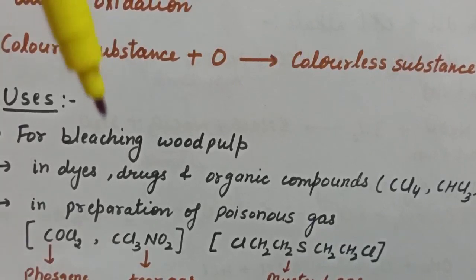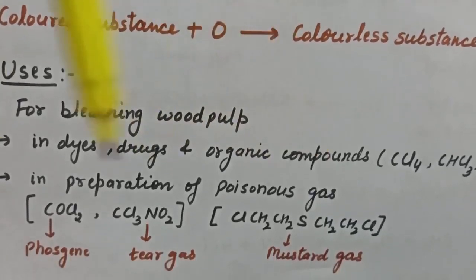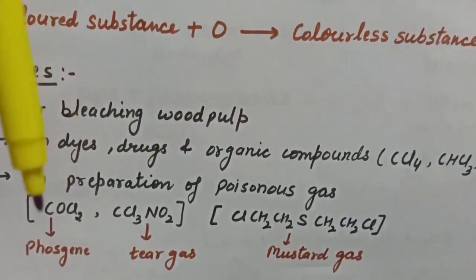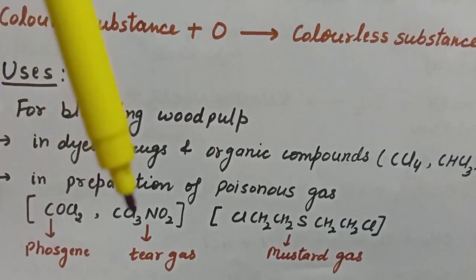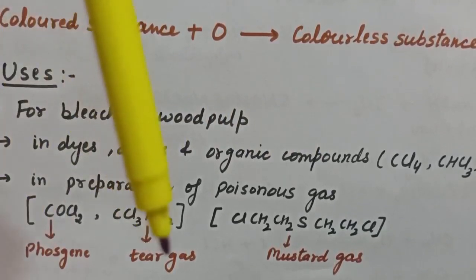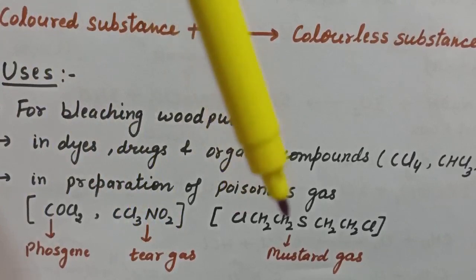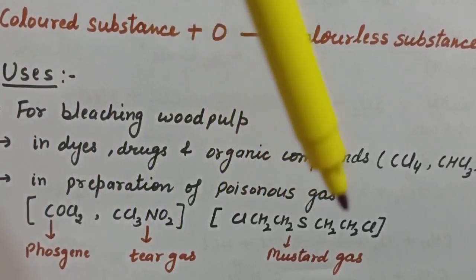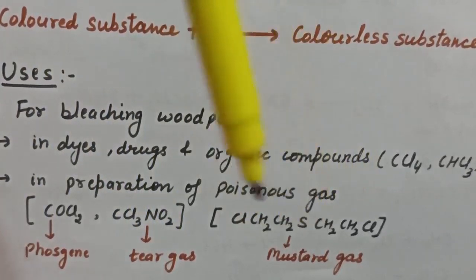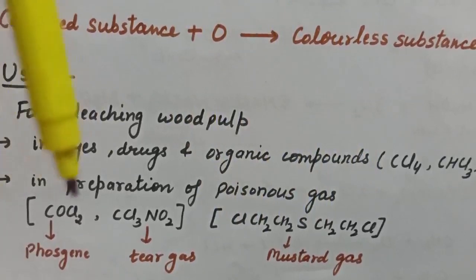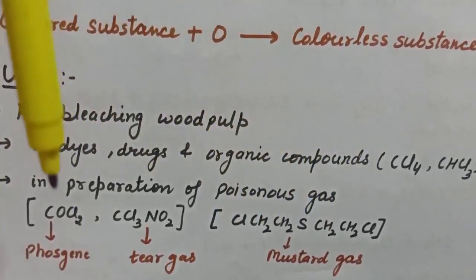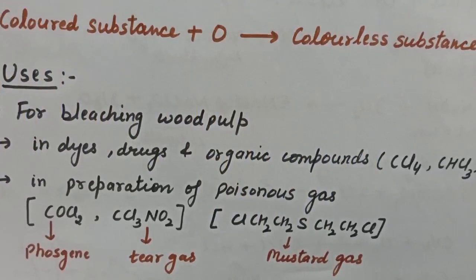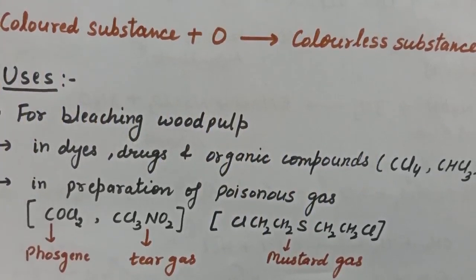Chlorine is also used in the preparation of poisonous gases: COCl2, which is known as phosgene; CCl3NO2, which is known as tear gas; and ClCH2CH2SCH2CH2Cl, which is mustard gas. So chlorine is also used in the preparation of poisonous gases. So this is all about chlorine. Now next we start with hydrogen chloride.